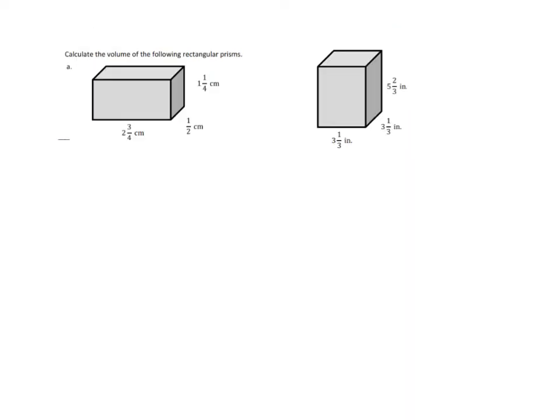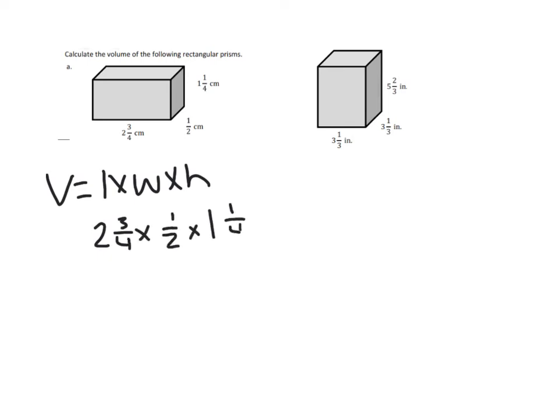So now we're only going to calculate the volume of the following prisms. Volume equals length times width times height. So I have 2 3/4 times 1/2 times 1 1/4. So I have to change to improper fractions in order to multiply. 4 times 2 is 8. 8 plus 3 is 11, so I have 11/4 times 1/2. I can go ahead and solve that right now.